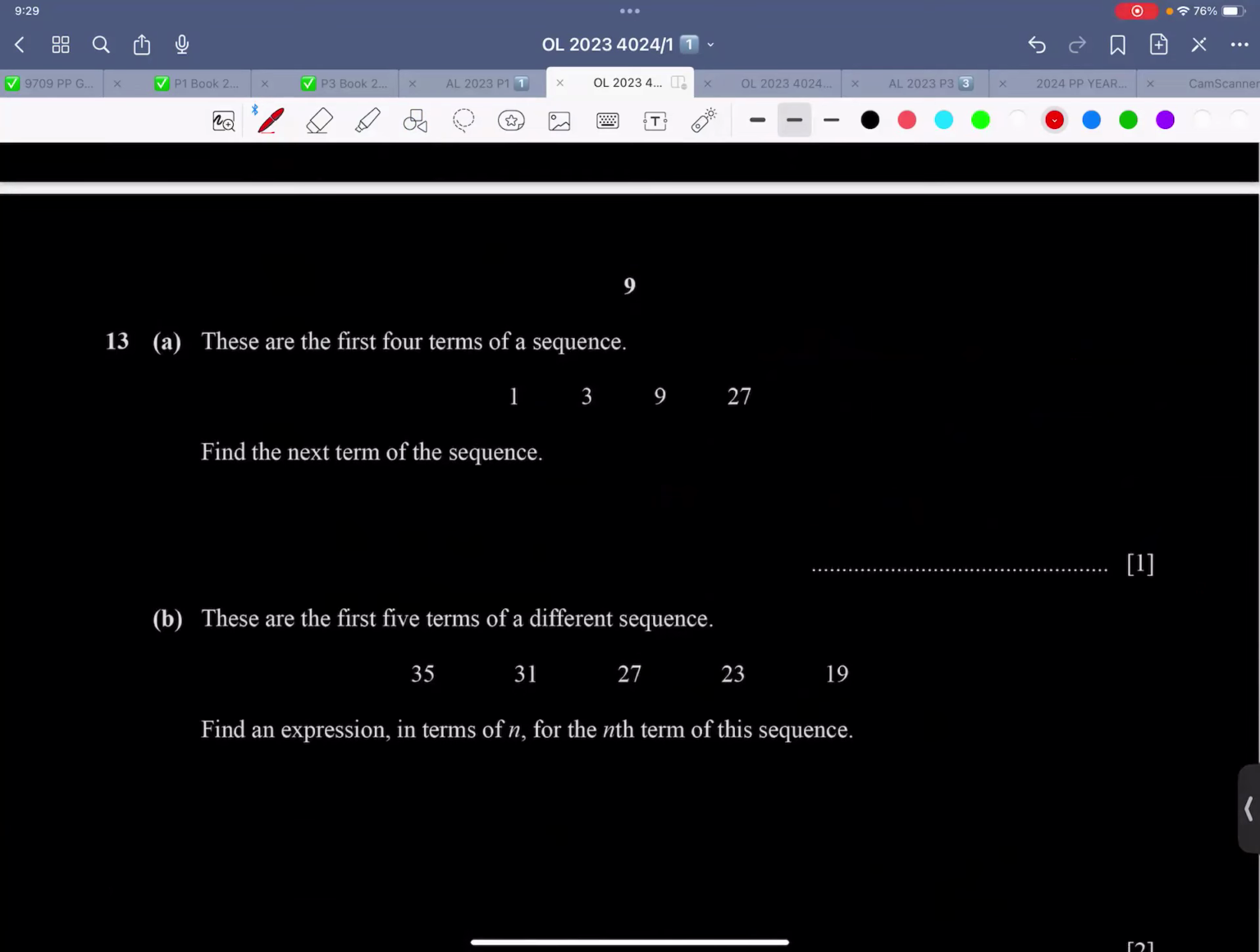Question 13. This is about sequences and number patterns. Now the question says, find the next term of the sequence. What is the pattern? 1 plus 2, that is 3. 3 plus 6, no, this is like multiplication. So 1 into 3 is 3. 3 into 3 is 9. 9 into 3 is 27. 27 into 3 is 81. So this is 81. That is the next number.